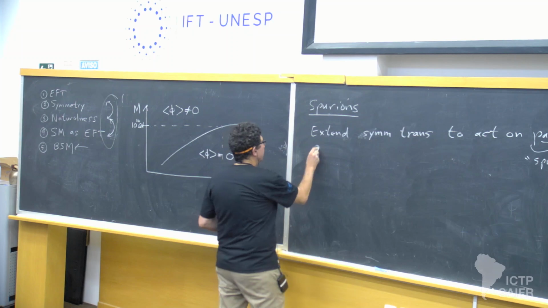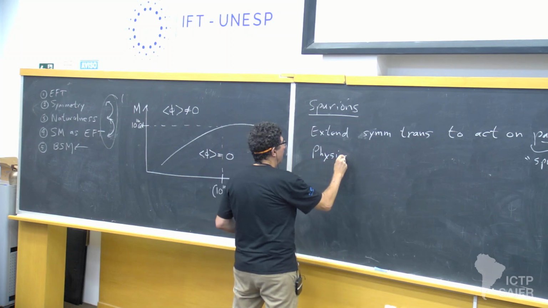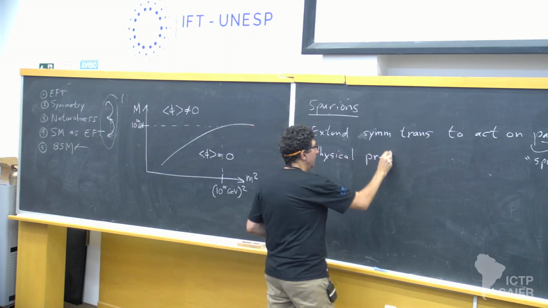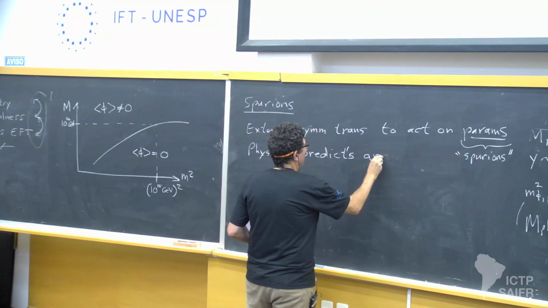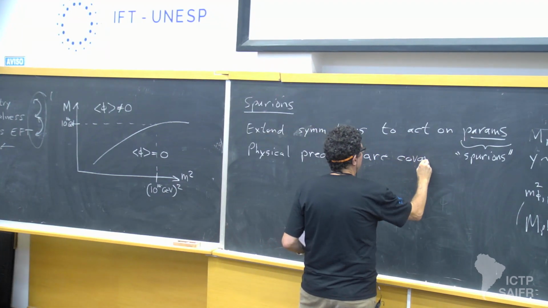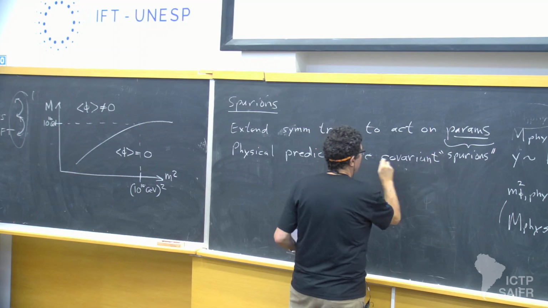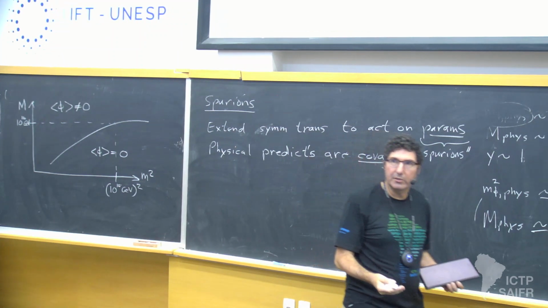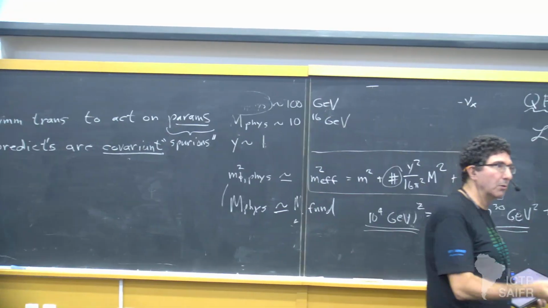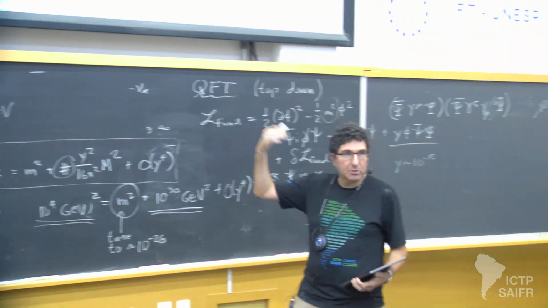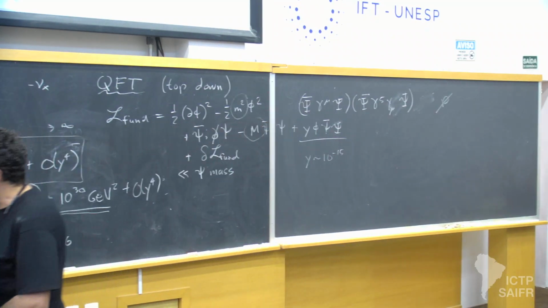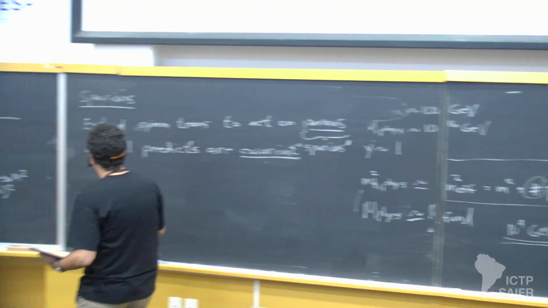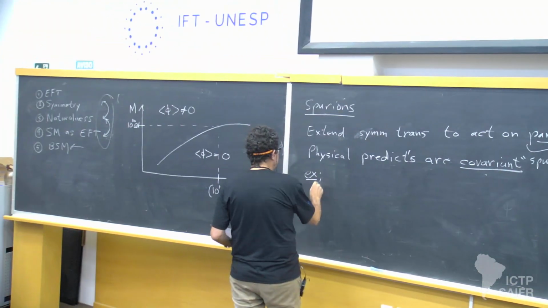But the point is then that the physical predictions of the theory are now covariant, right? They're not invariant under the symmetries anymore, but they are covariant with the parameters transforming along with everything else. That's the idea. That's the basic idea. Okay? So let's understand this with some examples.